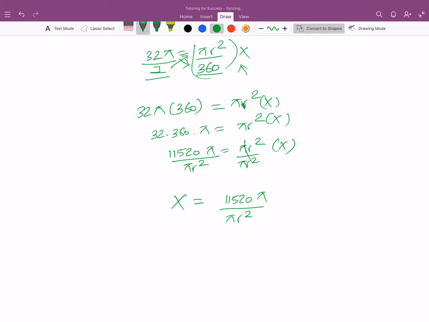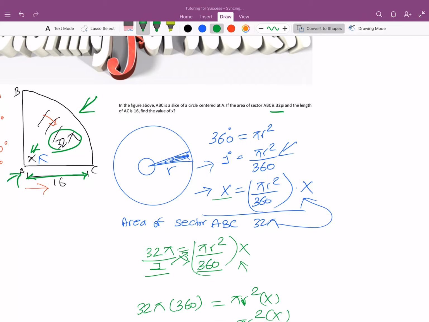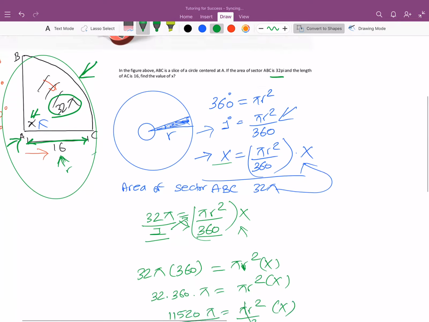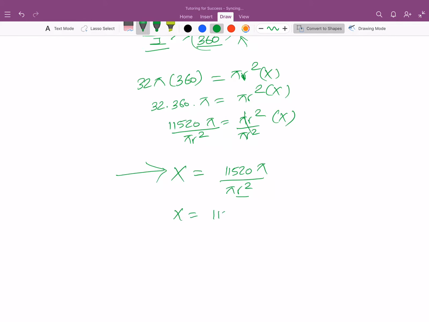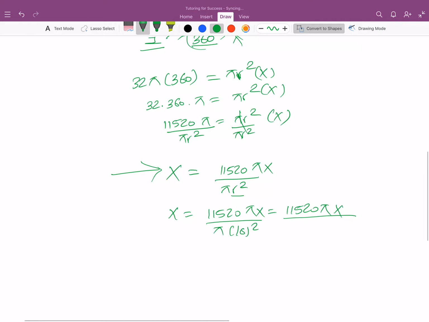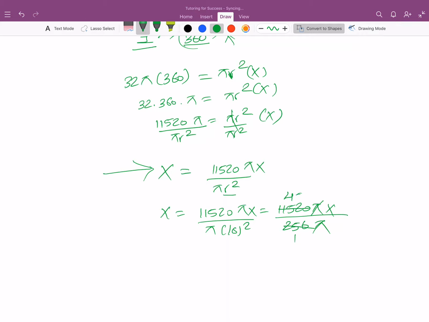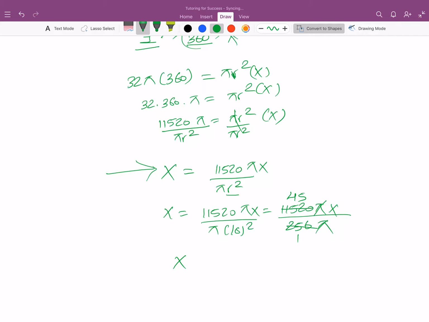So far I have found the generic format for the value of x, but that will all depend on the value of r. Luckily, they also provided us the value of r, because AC was the radius of this sector. So instead of r, I can substitute that with 16. 16 squared is 256, so that gives me 11520 pi over 256 pi. So that pi cancels out. There are 45 256s that go into it. You can use a calculator for the computation. So x is equal to 45 degrees.